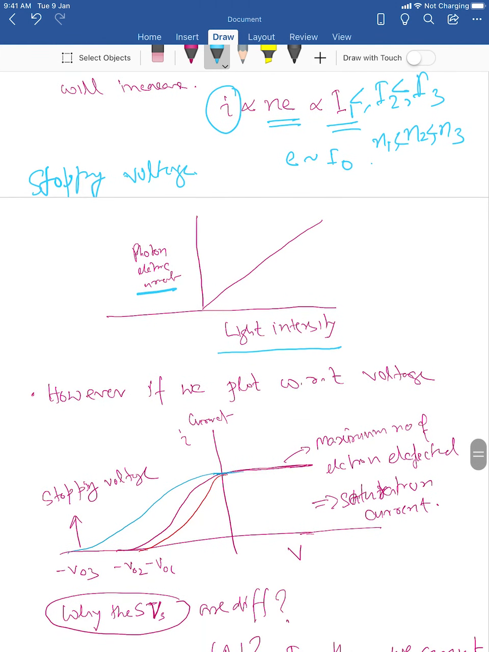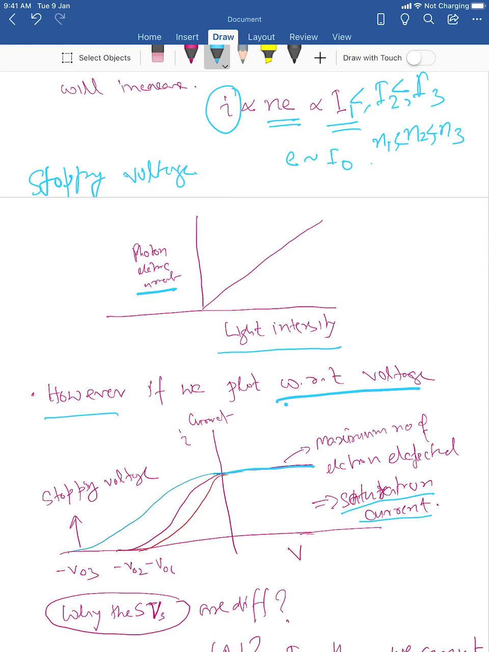So this is another plot, where you plot with respect to the voltage. This is the voltage of the circuit, and this is the saturation current, because you have taken out all the electrons for a given intensity. So this plot is for one given intensity for one metal, and this current is known as saturation current because the current will not increase anymore.